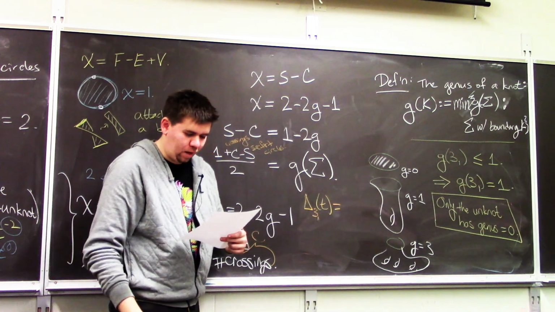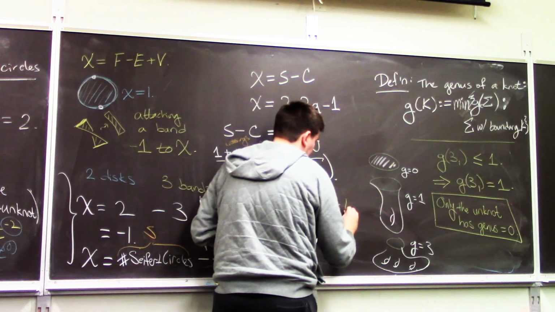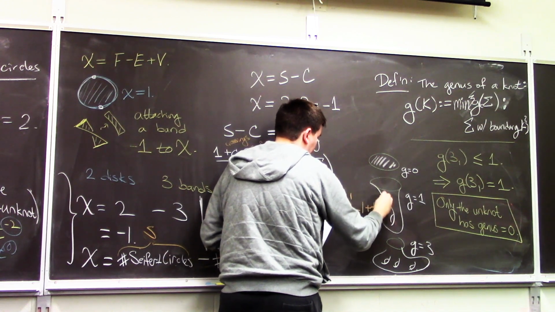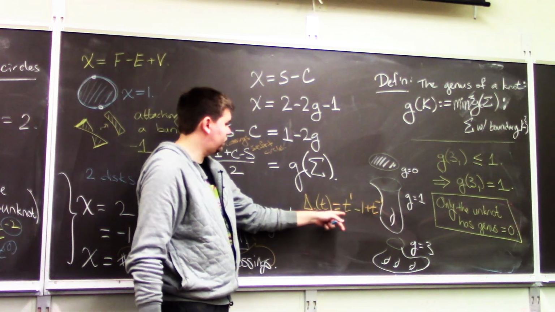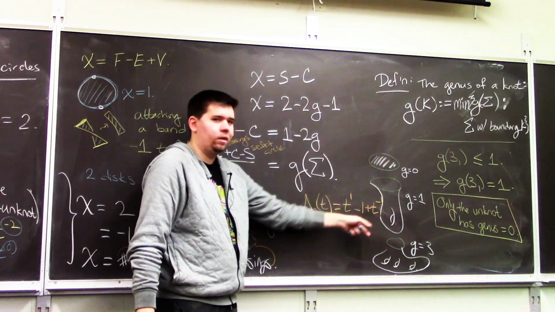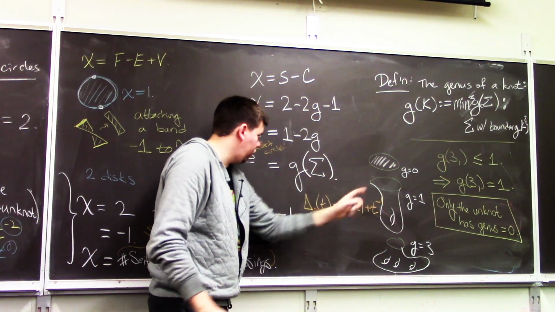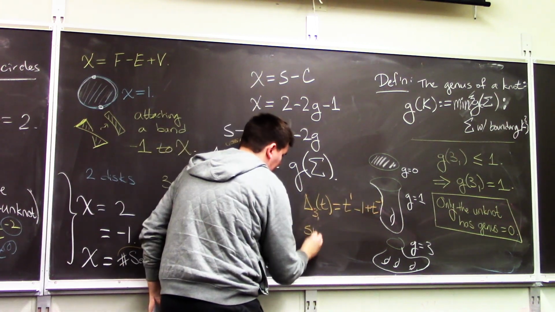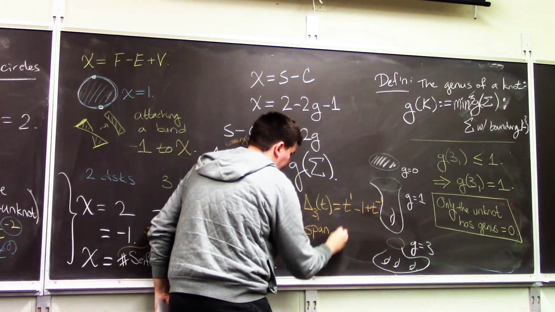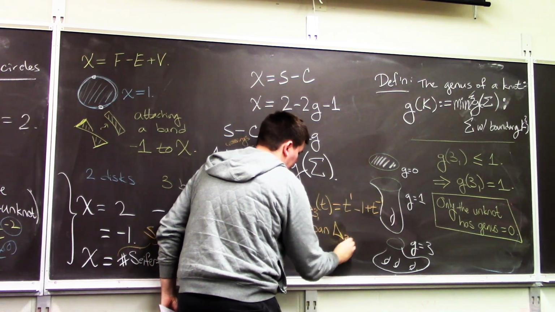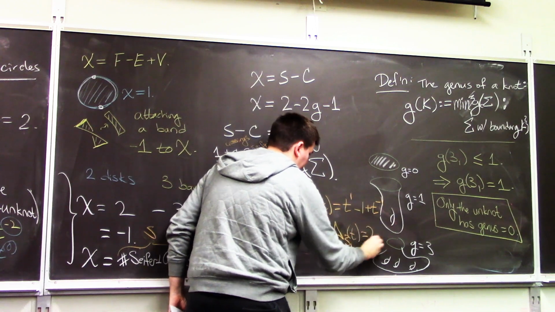I wrote it down because I forgot it. But we calculated last time, it was something like t to the 1 minus 1 plus t to the minus 1. Or maybe you wrote that as t squared minus t plus 1, or however you write it. But the span is always going to be 2. So the span of the Alexander polynomial for the trefoil is 2.